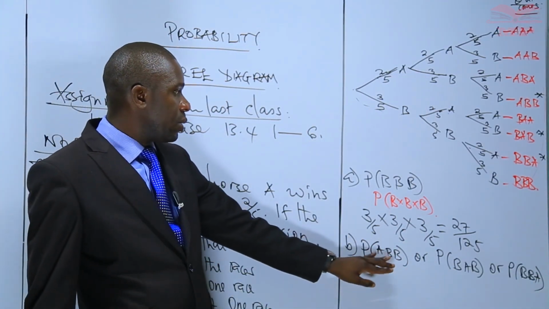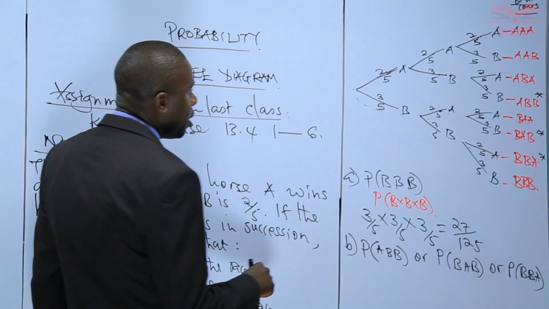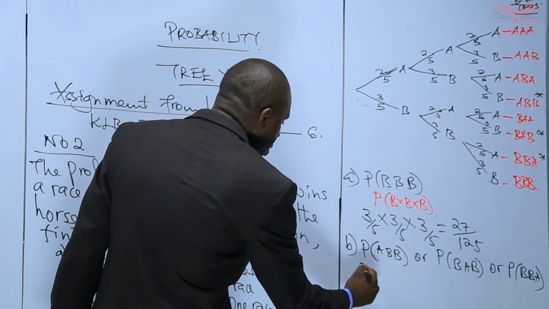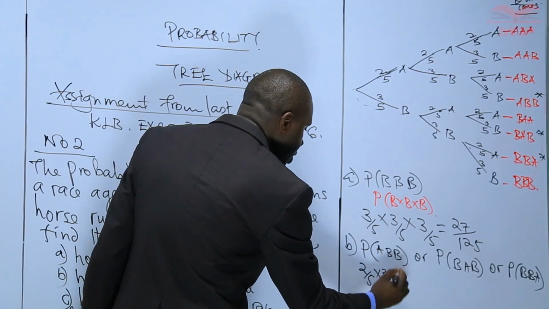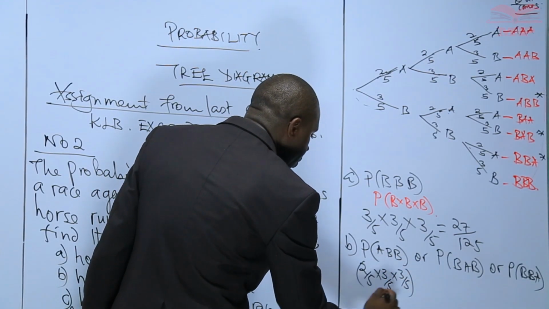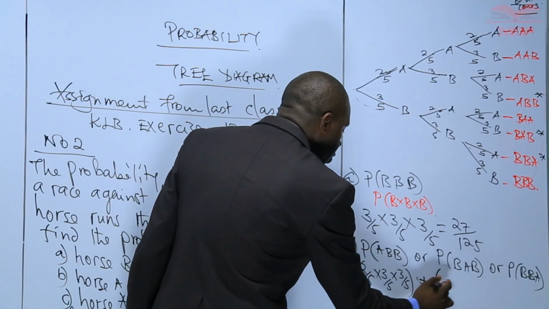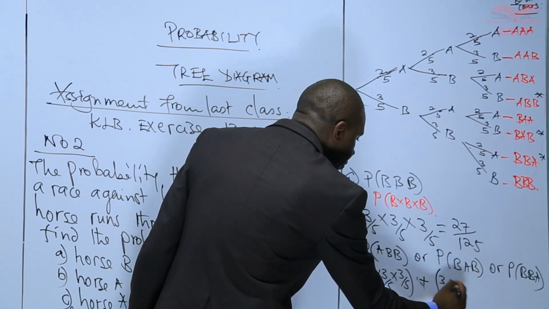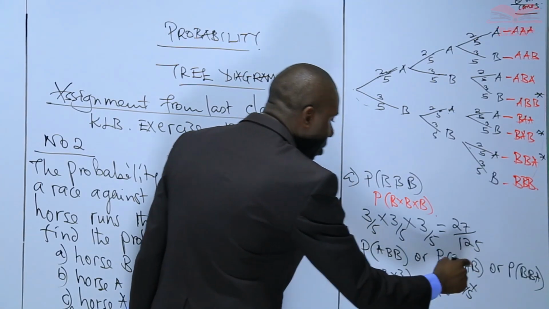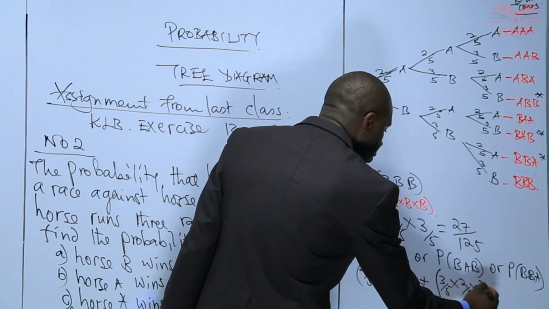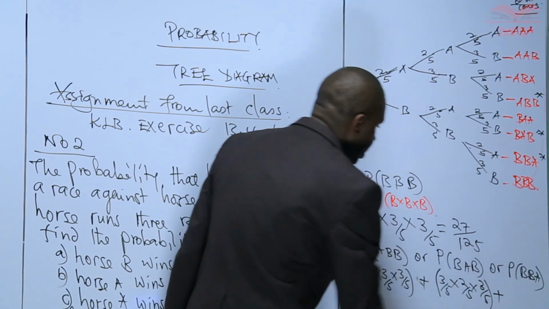So from this instance, we can look at the probability of A, which is 2 over 5, times the probability of B, which is 3 out of 5, times the probability of B, 3 out of 5, plus the probability of B, which is 3 out of 5, the probability of A, which is 2 out of 5, and the probability of B, which is 3 out of 5. Or, and "or" here actually means plus.